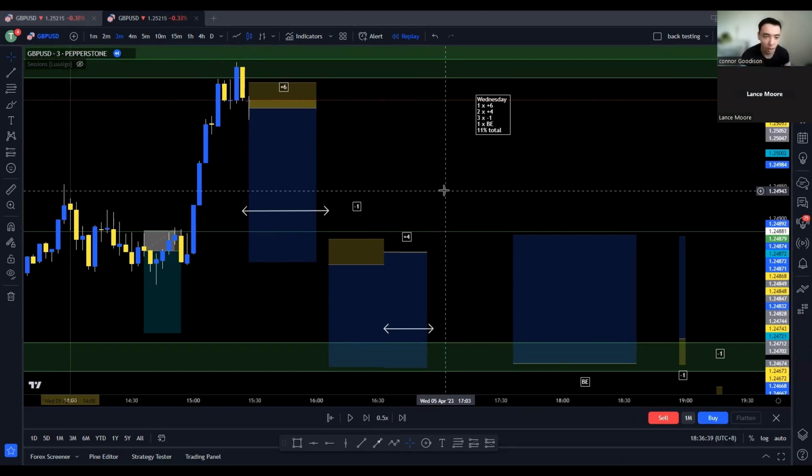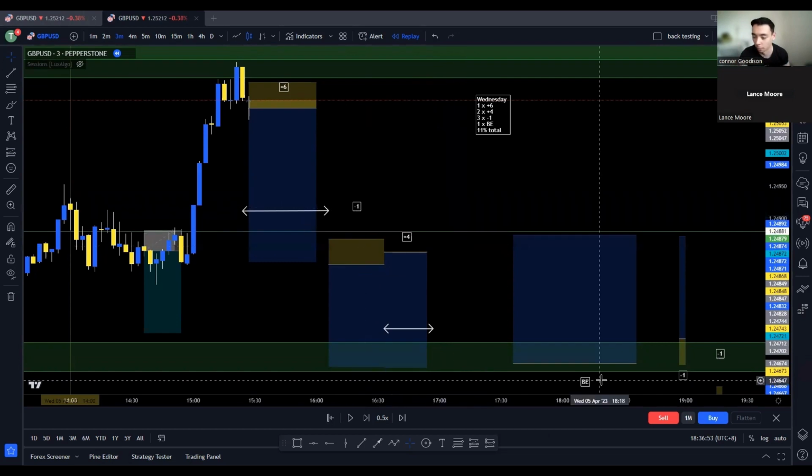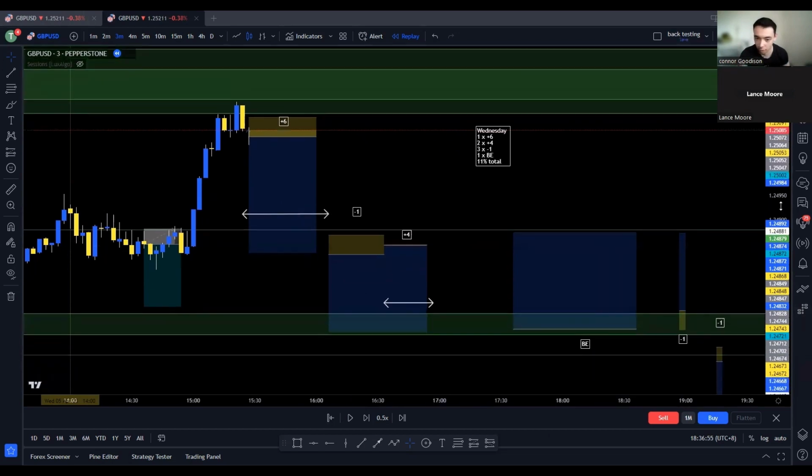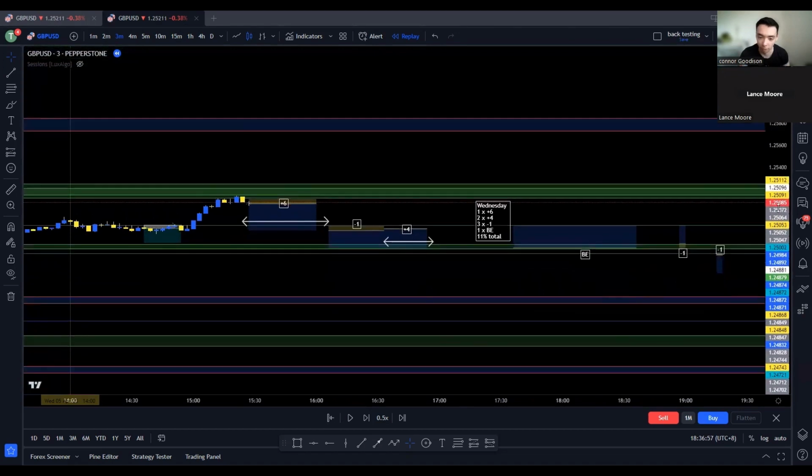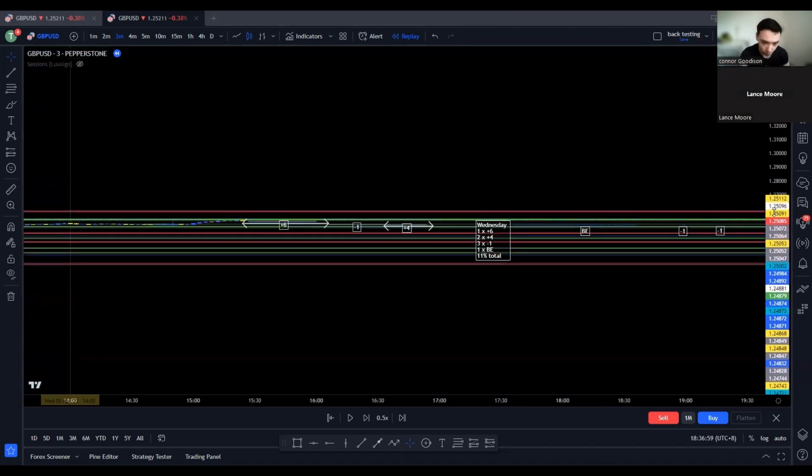So what I usually do when I come to do my backtesting is there's one or two things that I like to do. The first thing is to squash the candles down so they're super small. If you grab the bar on the right and scroll where the price numbers are, you can get them down so it looks like a perfectly flat line.